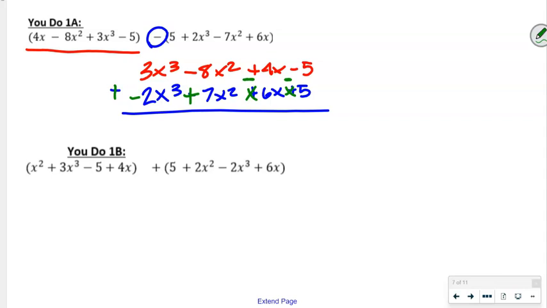So now what is 3x to the third minus 2x to the third? That's going to be just x to the third, right? Because that would be a 1 out in front of there. Remember also, when you are combining like terms, you always subtract. Just keep the sign of the bigger one. So this is going to be 8 minus 7, but that's going to be a negative x squared because the 8 was the bigger number.